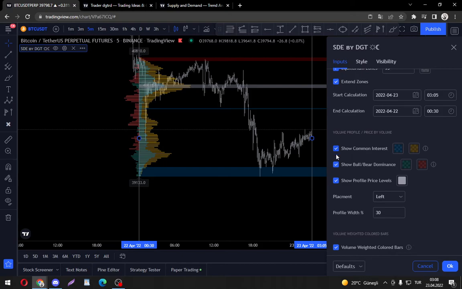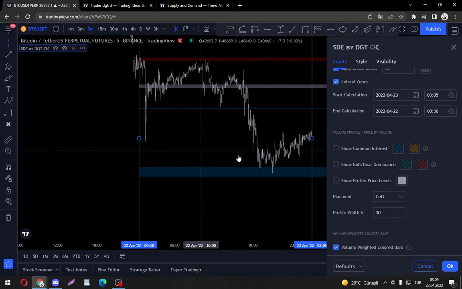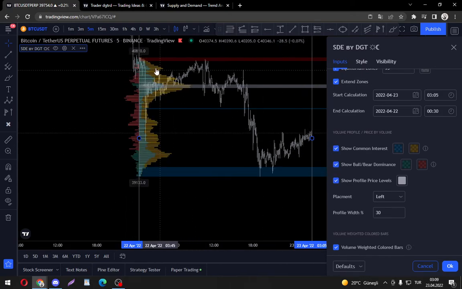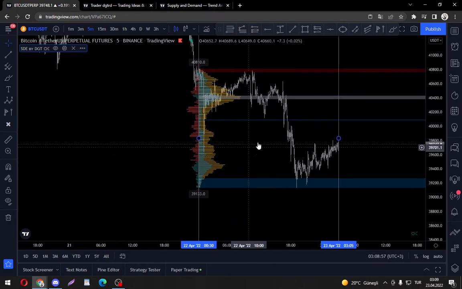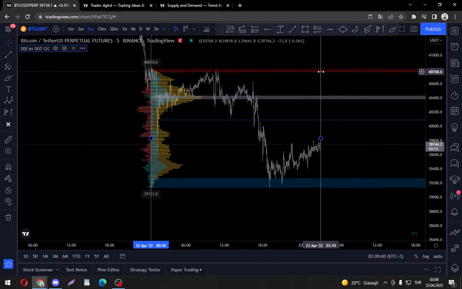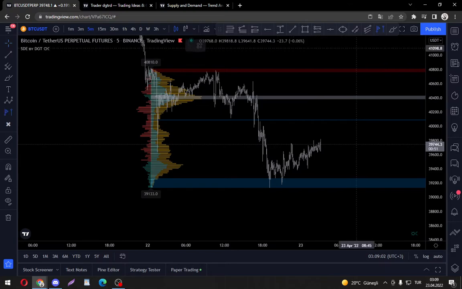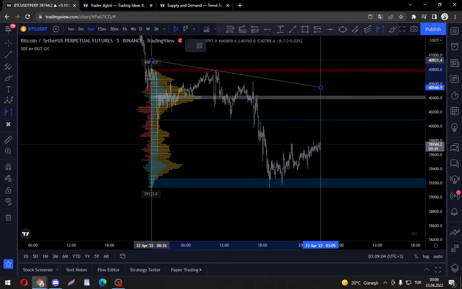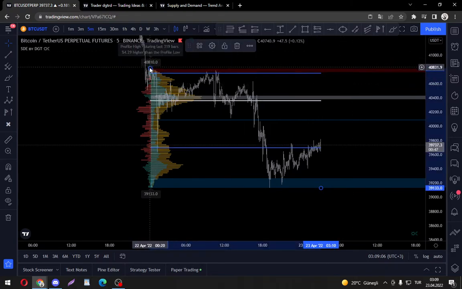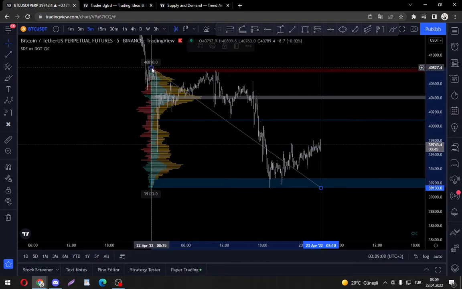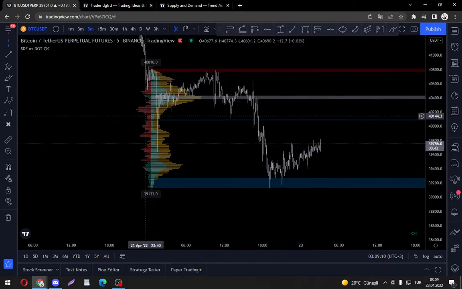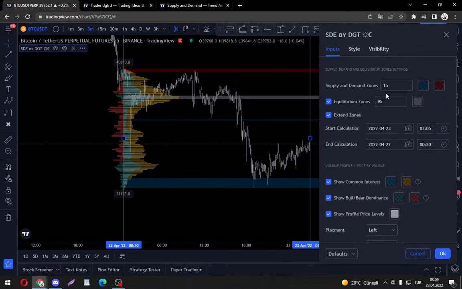So we have volume profile. Let me close volume profile. It's like this, and I added all the volume profile here. Let's get a manual volume profile to the chart to see. Yes, as you can see, it's around the same. You can show the common interest.